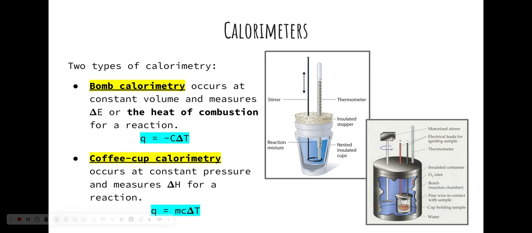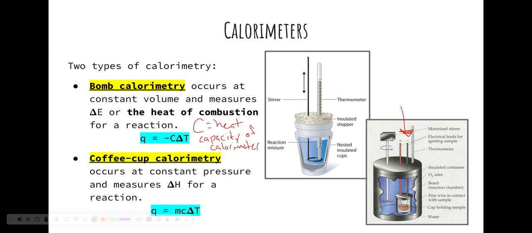And now, the formula for this is Q equals negative capital C times delta T. Now, guys, for this one here, capital C is the heat capacity of the actual calorimeter. So it's the entirety of the calorimeter, like the entire vessel here. That's what capital C represents: the entire heat capacity of that vessel.